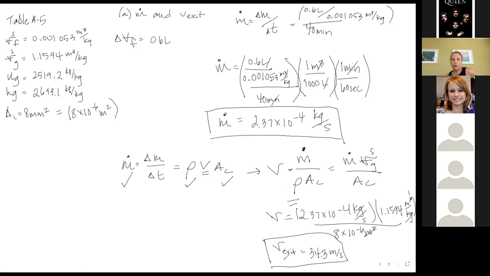34.3 meters per second. So if you've ever cooked with a pressure cooker, you'll see that's high pressure steam coming out of a very, very small opening, 8 millimeters, and it is coming out really fast. You can really burn yourself badly if you put your hand over where that steam is exiting.